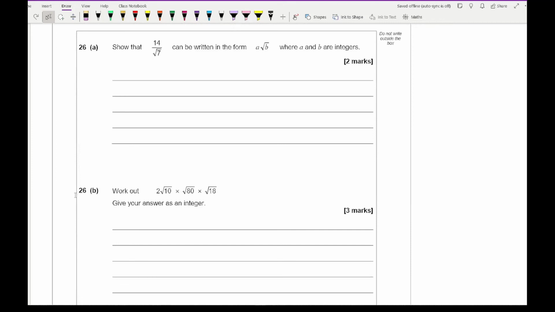For question 26a, it says show that 14 over root 7 can be written in the form of a root b, where a and b are integers. So this is rationalising the denominator with surds. So again, with this, all we need to do is multiply both the numerator and the denominator by the denominator.